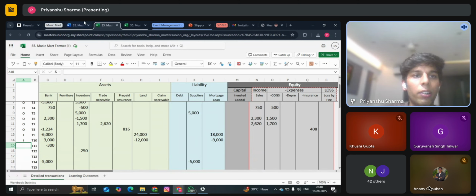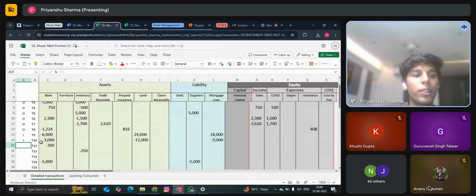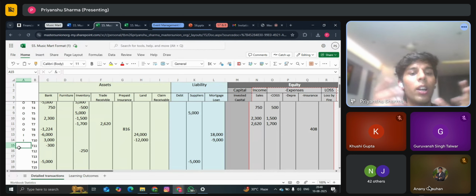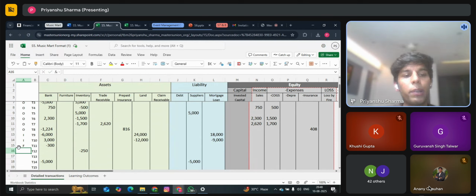Next, transaction 11. Let's see. Transaction 11 was Smith took merchandise costing 250. So anything that has to do with either your long-term loans or your founder or equity owner taking money out or putting money back in the business, all of it goes inside financing. So since the owner is taking money outside of the business here, this will go inside financing. Again, the owner is taking something out of the business as a sense of withdrawal or dividend. In this transaction, he had taken basically 250 worth of inventory outside of the business. This will again go in financing.